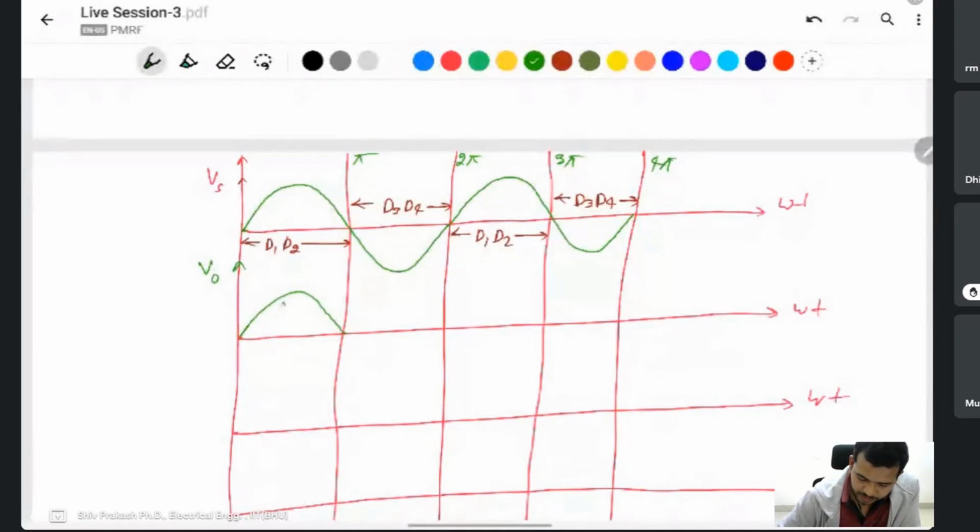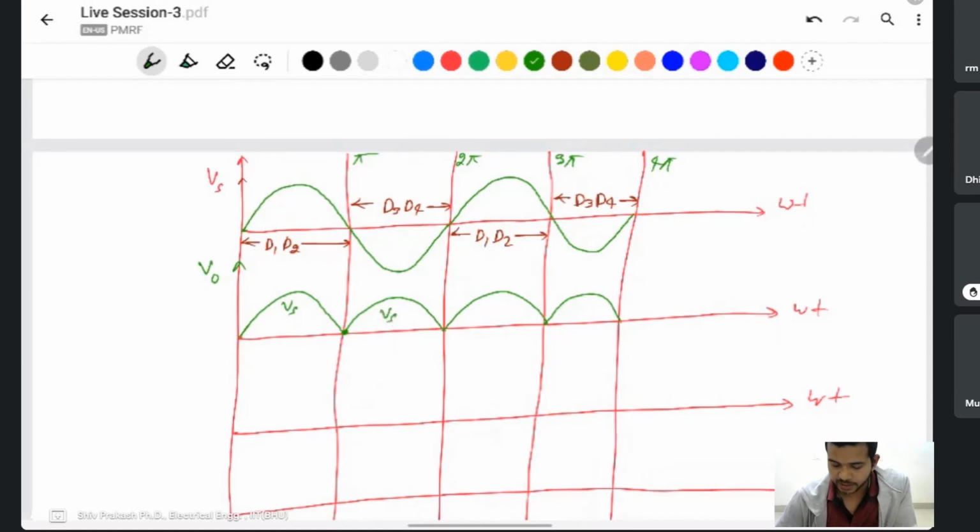This one is Vs, the supply voltage. Same as the waveform. Can you say what this value is, Vs or minus Vs? Anyone know about that? What is this? This one is the Vs coming on the output voltage, and here what is this one, Vs or minus Vs? Vs only. Yes. If you put a Vs like that, okay.